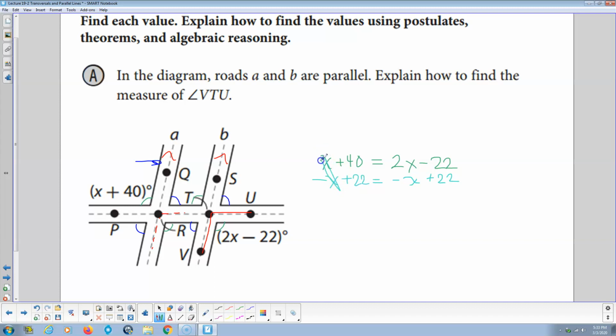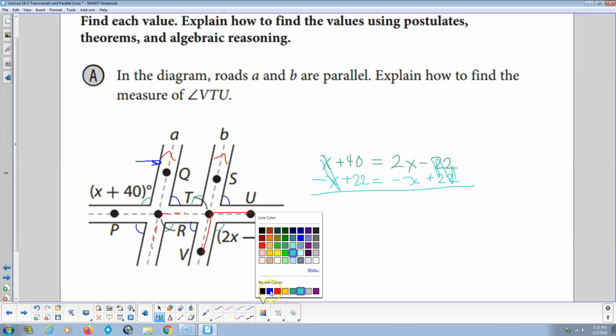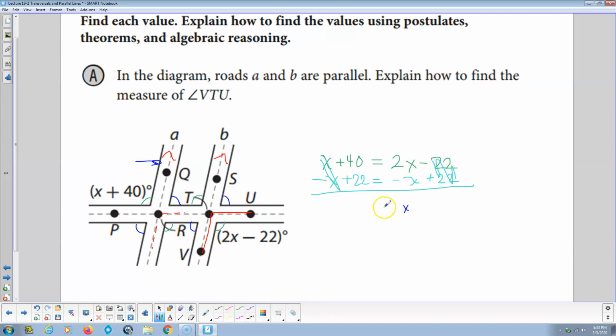So over on the left, the x's cancel. Over on the right, the 22's cancel. So 2x minus 1x, that's actually going to be 1x, equals 40 and 22. That sounds like 62.